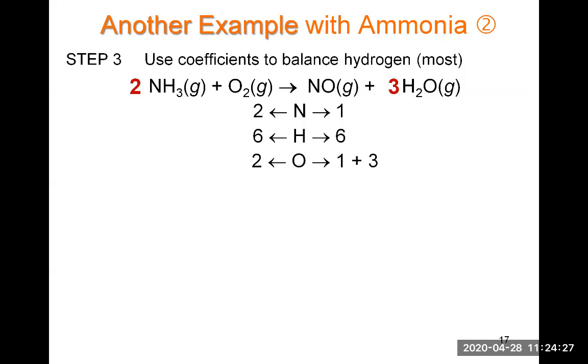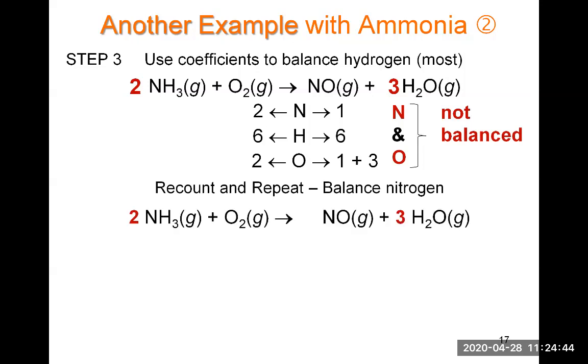And we can see that we have unbalanced nitrogen as well. By putting a 2 in front of ammonia, it changes the count of nitrogen. So nitrogen and oxygen are not balanced anymore. So let's balance nitrogen first. So you see that you have 2 nitrogen on the left, 1 nitrogen on the right. So let's make it 2 on the right by placing a 2 in front of NO, the molecule that has the nitrogen. We will balance nitrogen.